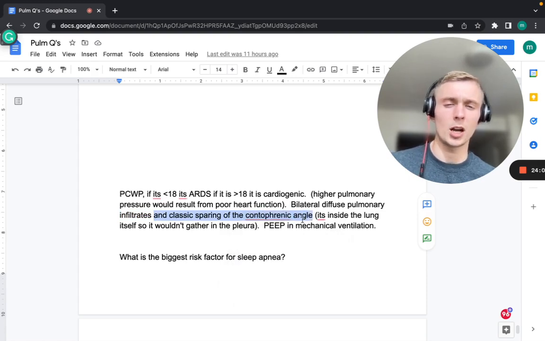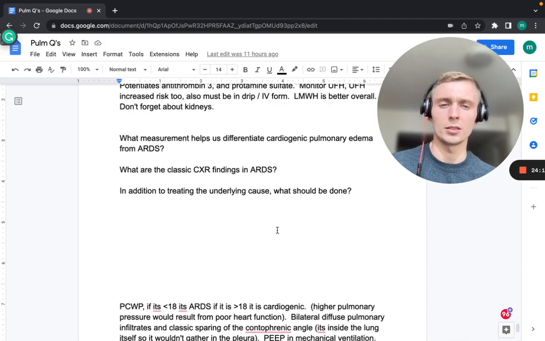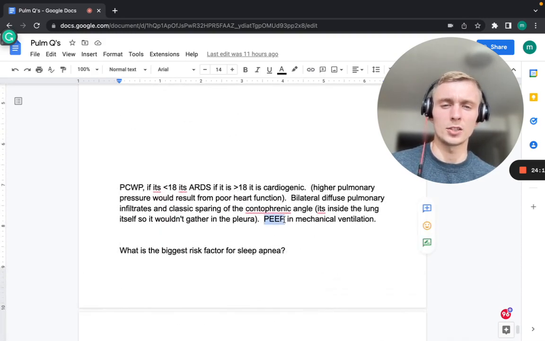Why is it sparing the costophrenic angle? Because it's not in the pleura. The costophrenic angle would be like consolidations in the pleura like we saw in a pleural effusion, but it spares the costophrenic angle. It's inside the lung itself. So nothing's gathering in the pleura itself. And what should we do in addition to treating the underlying cause? We need to do PEEP ventilation, positive end expiratory pressure. That's going to be helpful in these patients. PEEP ventilation in ARDS. And again, over 18, cardiogenic. Under 18, that's going to be ARDS.